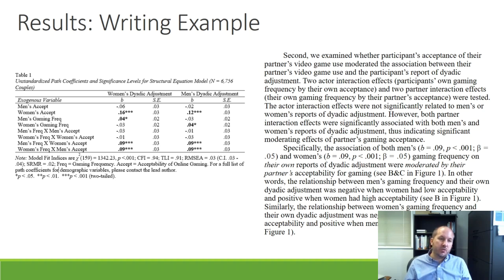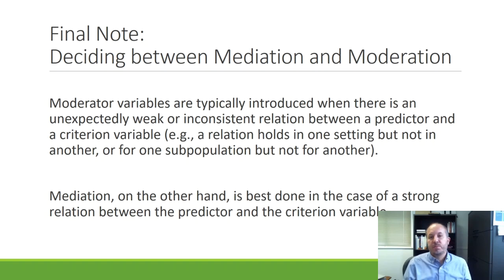So this here shows you an example of how to write the results, how to create a table, how to create a figure, and how to report those in a journal article. One final note before I end this series on moderation mediation is in deciding between mediation and moderation. Oftentimes you can be sitting there going, I know this is a 3rd variable, but I'm not sure if this is a mediator or a moderator.